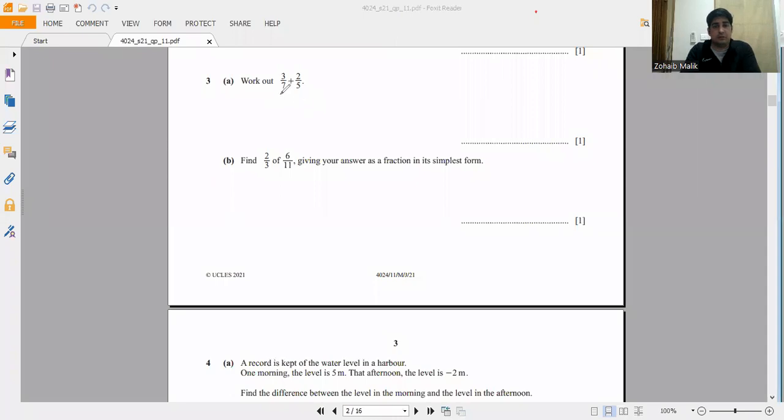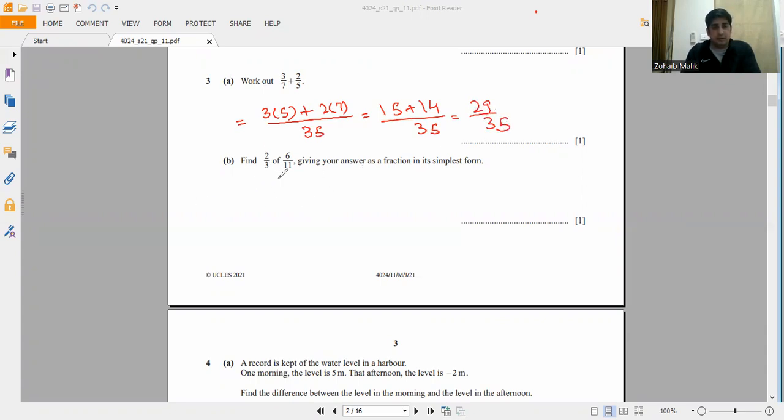So now 3 over 7 plus 2 over 5. Let's take the LCM. LCM लेने का बड़ा आसान तरीका आपको बताया हुआ है कि you are supposed to do the cross multiplication, like 3 into 5, then plus 2 into 7, over 7 fives are 35. So now this is equal to 15 plus 14 over 35, which is equal to 29 over 35. So this is the final answer.